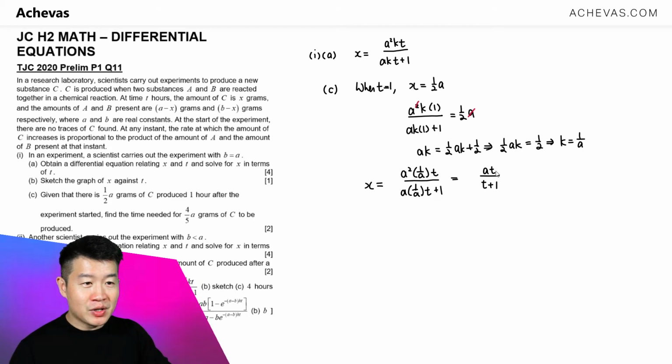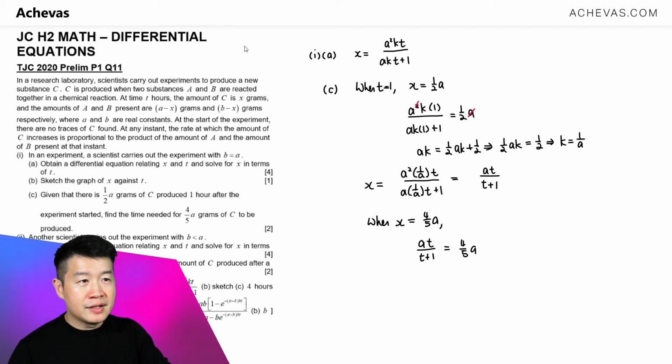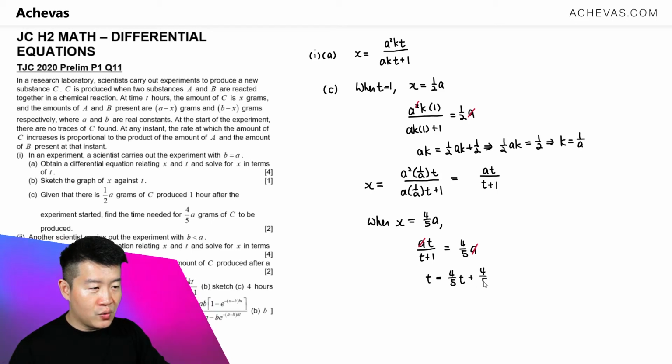And now we have x in terms of a and t. We should be able to solve for part 1 of the question, which is the time needed for x to be equal to 4 over 5a. So when x is equal to 4 over 5a, that means at divided by t plus 1 is equal to 4 over 5a. Since there's an a on the left hand side and another a on the right hand side, we can cancel it. So we have t is equal to, cross multiplying this, 4 over 5t plus 4 over 5. Bring this back to the left hand side, 1 over 5t is equal to 4 over 5. This tells me that t here is 4 hours.